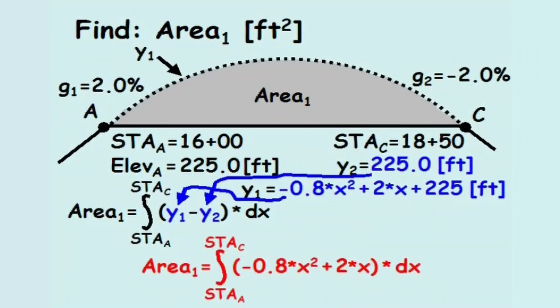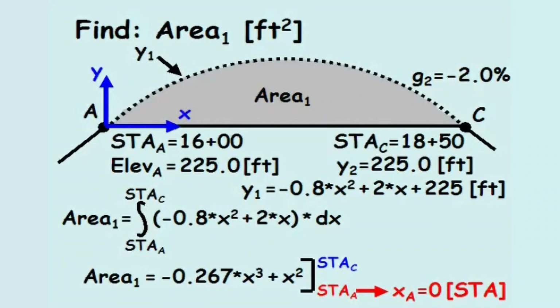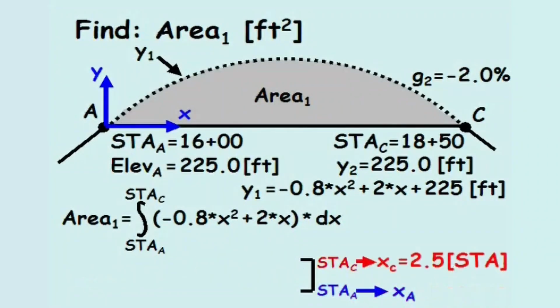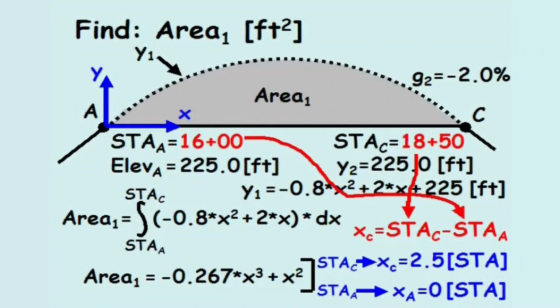Next, we'll substitute equations y1 and y2 into the equation for area 1, which simplifies to the integral of negative 0.8 times x squared plus 2 times x dx, evaluated from station A to station C. After taking the integral, the area equals negative 0.267 times x cubed plus x squared, evaluated from station A to station C. If we define a coordinate system such that the origin is positioned at point A, then station A is located at x equals 0 stations, and station C is located at x equals 2.5 stations, which comes from station 18 plus 50 minus station 16 plus 00.